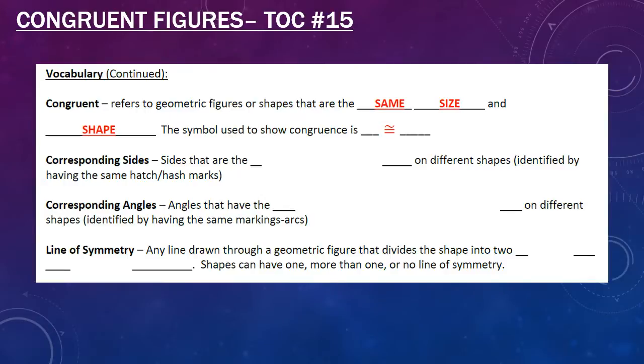So sometimes we're going to talk about corresponding sides and corresponding angles. So when you have 2 identical shapes, we're going to say, okay, on this shape, shape A, this side matches up to what side on shape B.